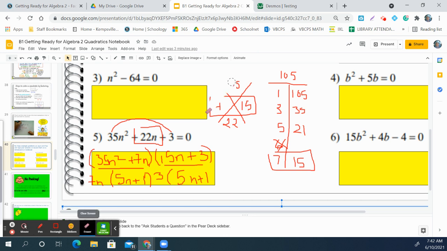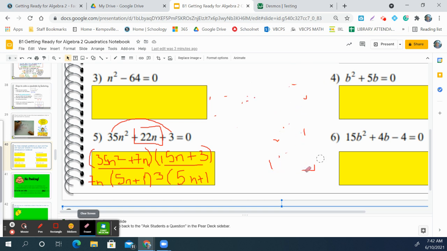Let's see if I can erase some of this stuff, because I've run myself out of room. Yeah, so just put the answers. You don't have to put all the work. Oh, positive 8, negative 8, I think.